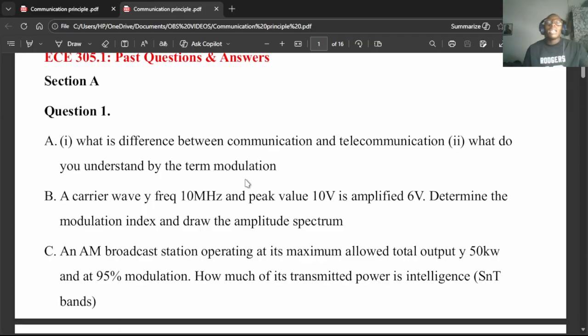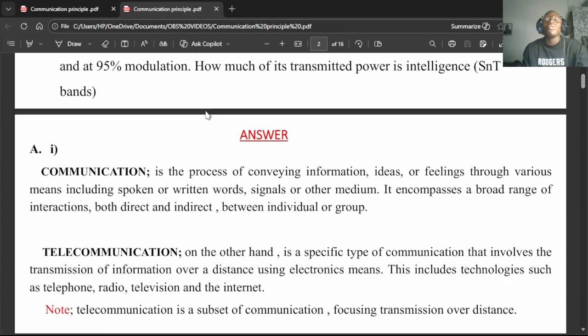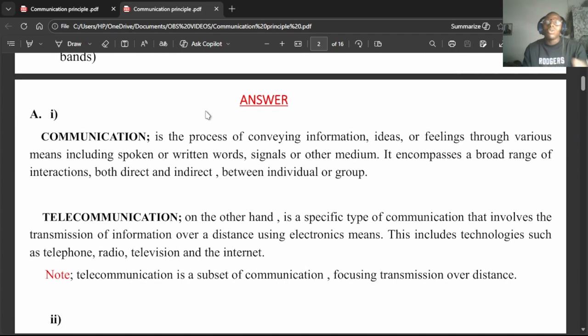Am I communicating? Now, on this aspect of our tutorial, we will not focus on the theoretical aspect of this course. When I say theoretical aspect, I mean the definitions of the different parameters which we have here. We are going to dwell on the calculative aspect of this course. Now, what is the difference between telecommunication and communication? Sometimes your lecturer will give you this question and expect you to give the same thing he has taught you. That's why we are not going to dwell more on the theoretical aspect of this course.